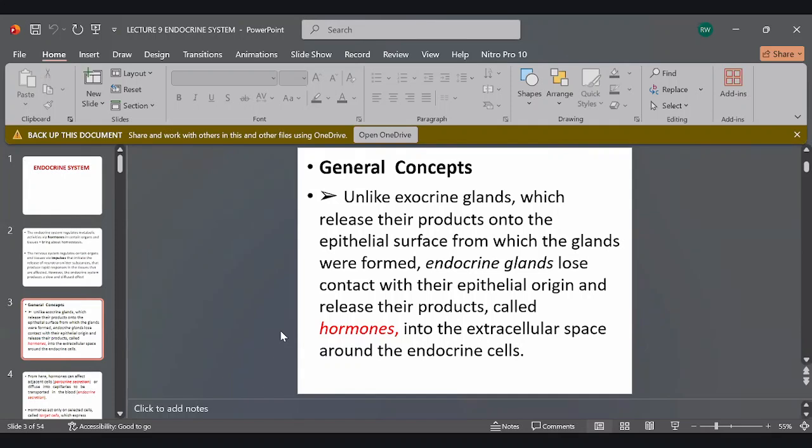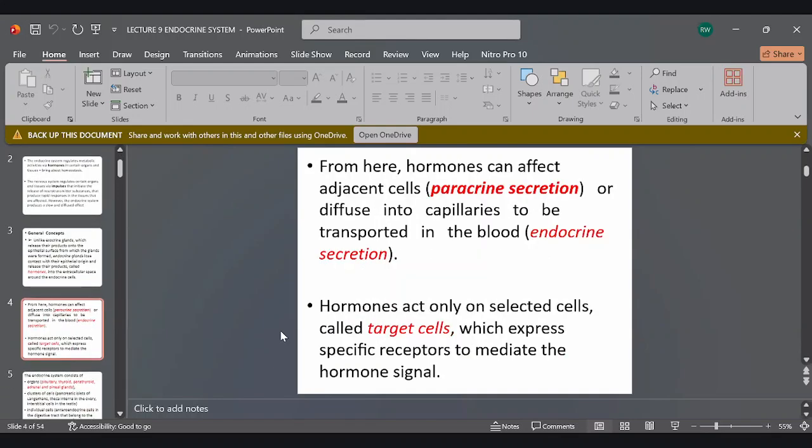Now, the general concept: unlike exocrine glands, which release their product onto the epithelial surface from which the glands were formed, endocrine glands lose contact with their epithelial origin and release their product, called hormones, into the extracellular space around the endocrine cells, which, as you have said, are ductless. From here, hormones can affect adjacent cells, which is what you call paracrine secretion. Then they diffuse into the capillaries to be transported into the bloodstream. That is the endocrine secretion.